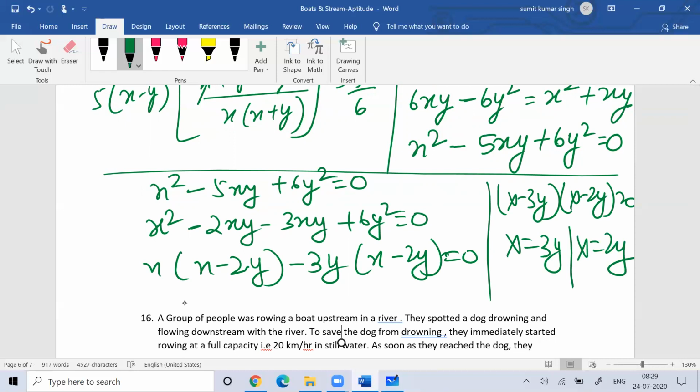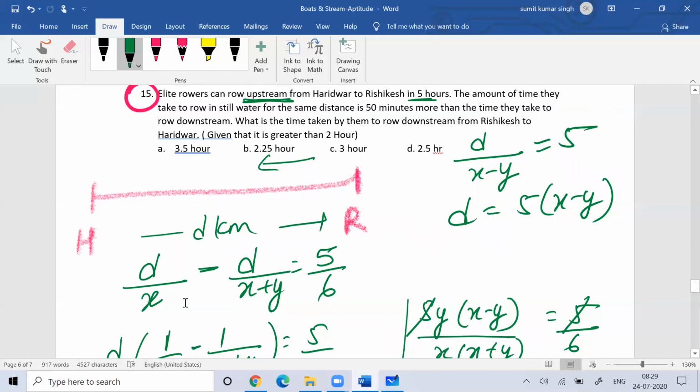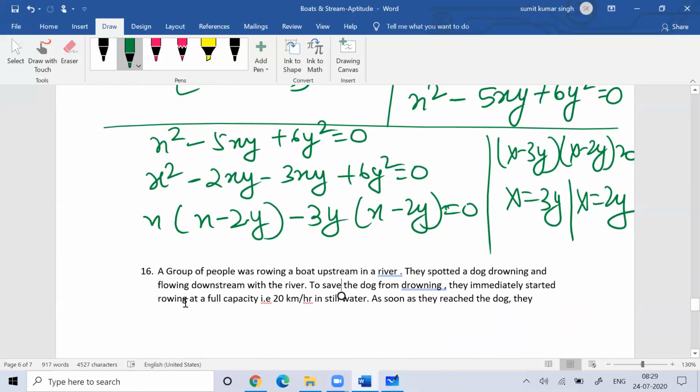So you got the relation between x and y: x equal to 3y or x equal to 2y. Now I don't know which relation will work. Which relation will work? Okay.